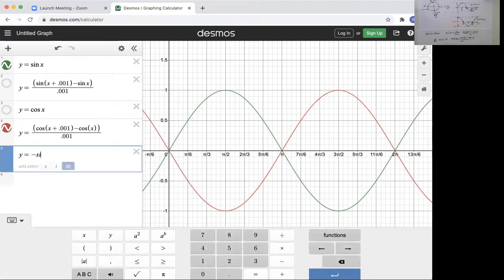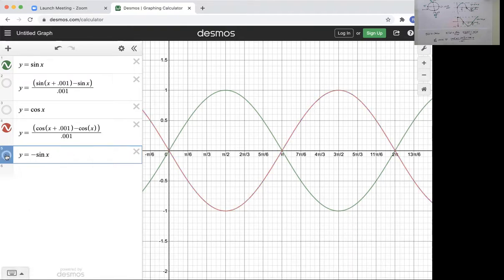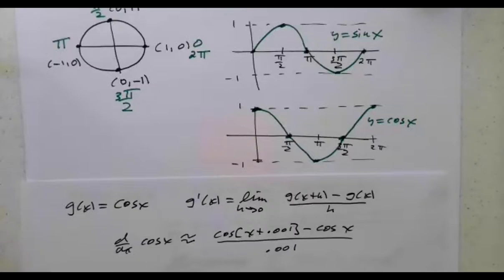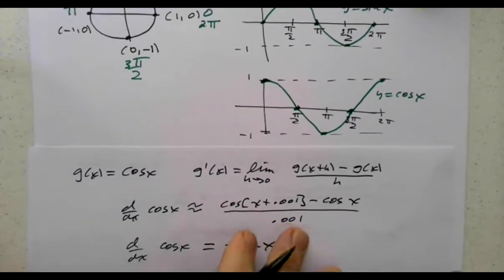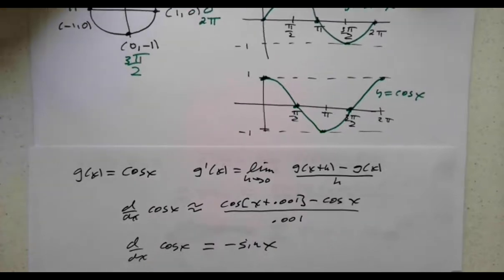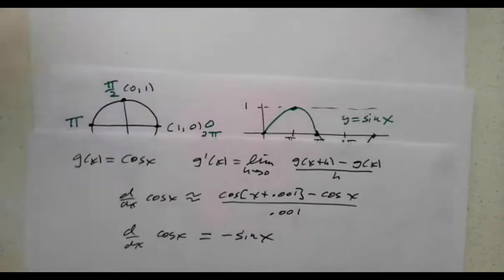I'll go ahead and graph y equals negative sine x, which, notice, that blue function is the same as the red one, the derivative of cosine x. So that's our other fact that we can use. We can say the derivative of cosine x is negative sine x. So we have two facts to work with. Derivative of sine x is cosine x. Derivative of cosine x is negative sine x. And from those two facts, we build the derivatives of the other trig functions.